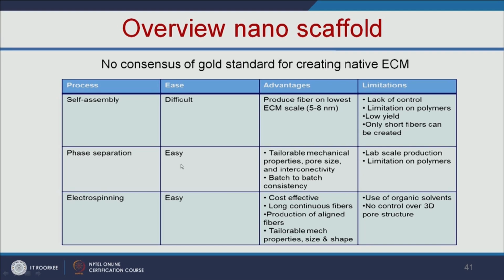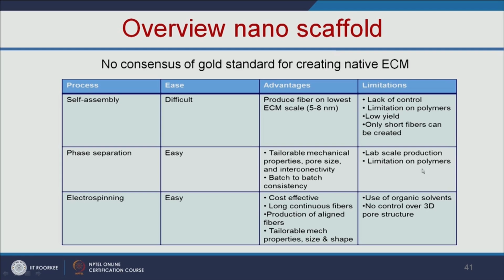But when you use phase separation, it is easier when compared to the self assembly, and here we can make tailorable mechanical properties with specific pore size, and here we can maintain batch to batch consistency, but it is limited to lab scale production, and also we can use only several types of polymers.